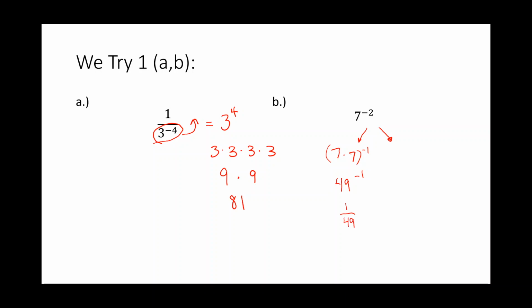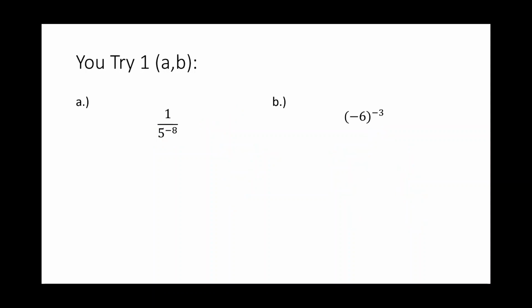Or I can do the negative exponent first and then do the rest of the exponents. So that'll be 1 over 7 squared, which is 1 over 7 times 7, or 1 over 49. I'll get the same answer either way, but just whatever you're more comfortable with. Go ahead and pause the video and try these out on your own. I'll see you in a little bit.